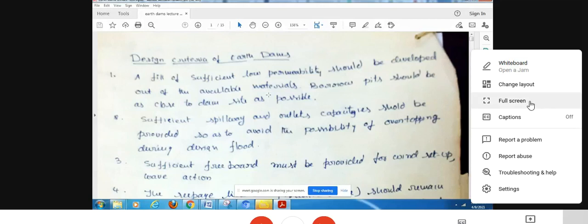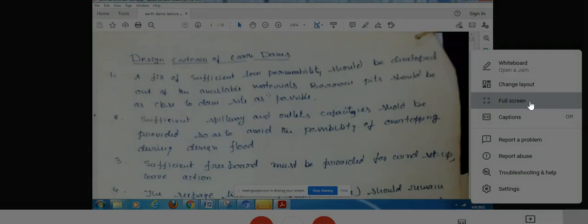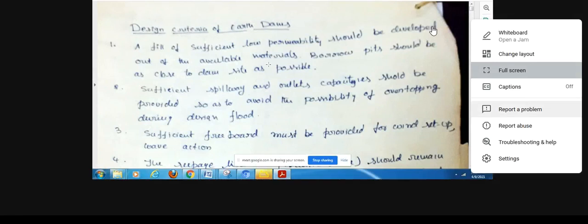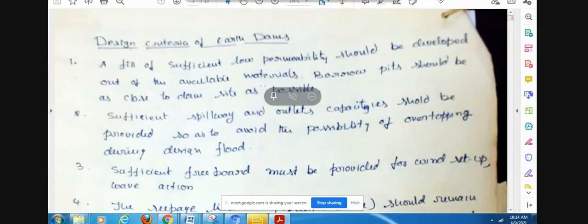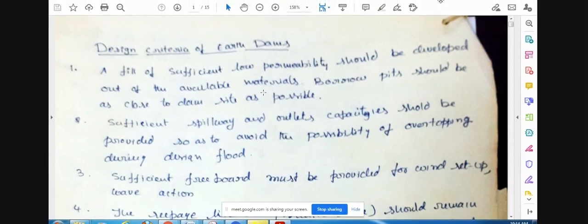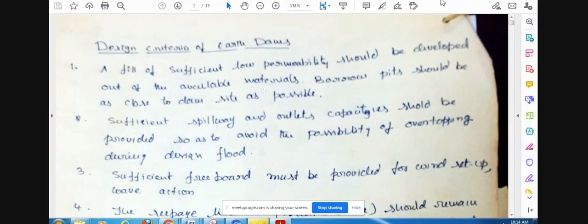Permeability means the volume of voids is relatively less. If the volume of voids is more, it means that it is more permeable. If more permeable, the gaps are more, and therefore there is seepage. So to decrease that, we use material which has a low permeability, and you should maintain that throughout the section.